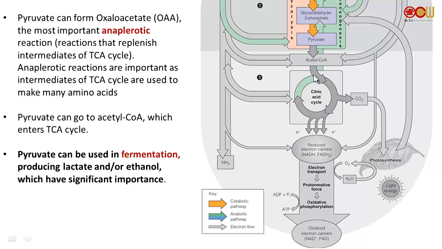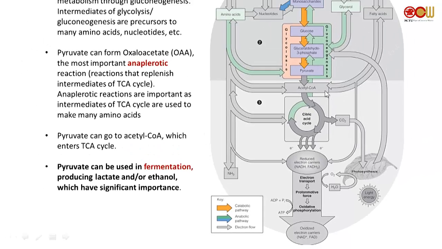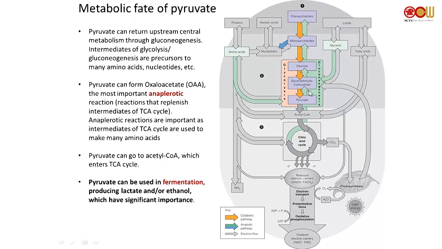And where acetyl-CoA gets oxidized into CO2, in the process it generates a lot of NADH. NADH is then used to produce ATP in this oxidative phosphorylation chain. This is the electron transfer chain. So pyruvate is sort of the center for almost everything.